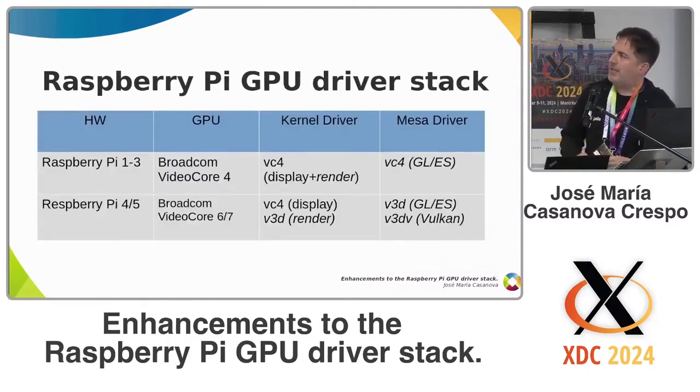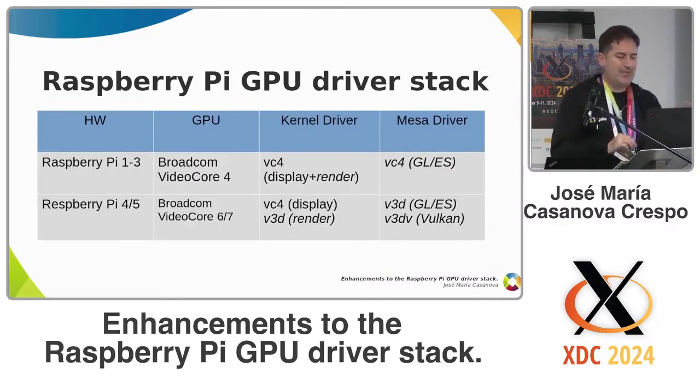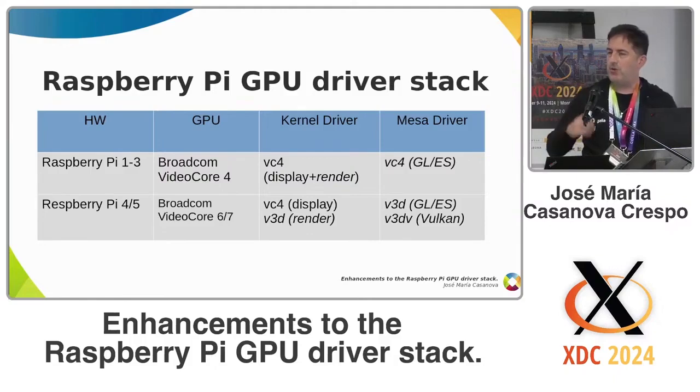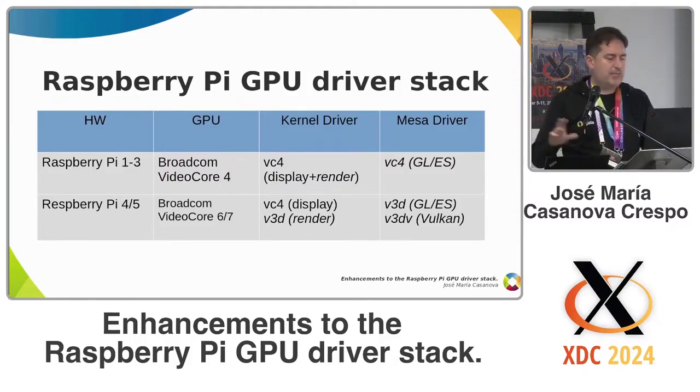So, I have this table to show the different names of the kernel drivers and user space drivers. The first generations of Raspberry Pi, from 1 to 3, use the GPU from Broadcom, the VideoCore 4. The kernel driver is hosted in the DRM VC4 kernel module, which handles the display and the rendering part of the driver. On the user space side, we have the VC4 driver that supports OpenGL and OpenGL ES.